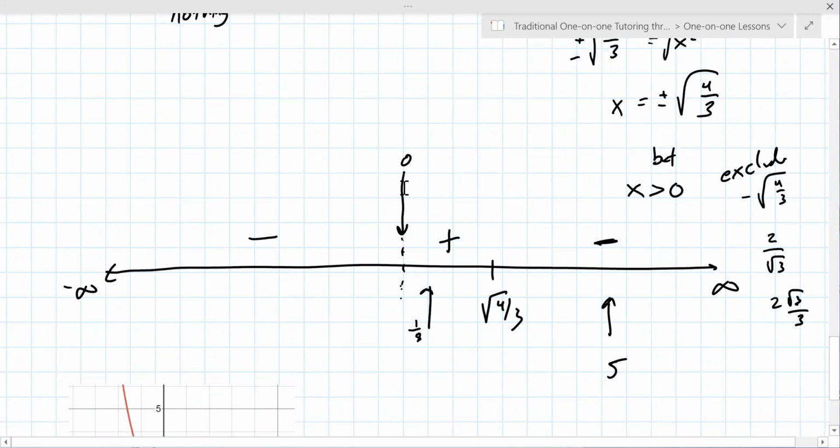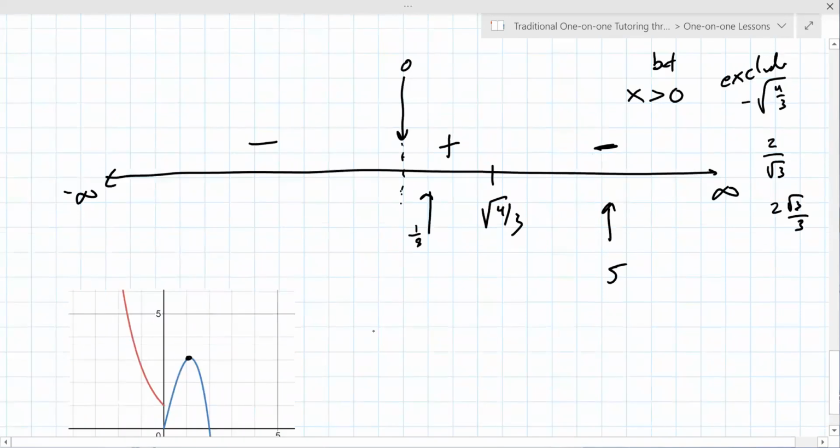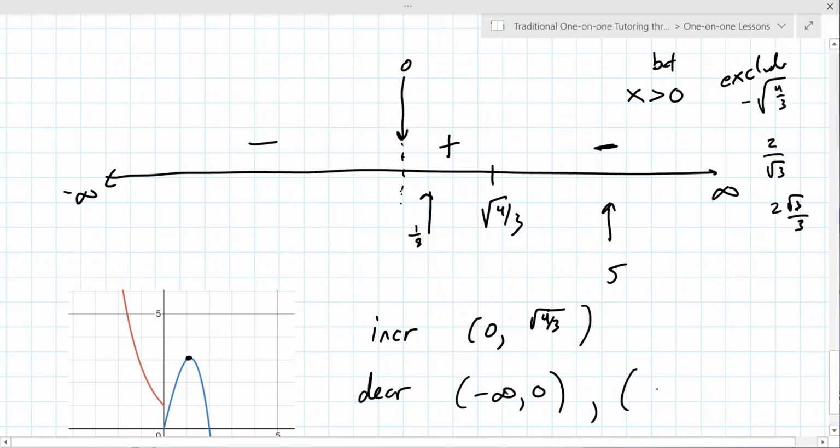Yeah. So that takes care of the first part. Now we have to figure out where it's increasing. It's increasing wherever it's positive, so from 0 to root 4/3. And it's decreasing everywhere else. It's decreasing from negative infinity to 0. Yep. And from root 4/3 to infinity.